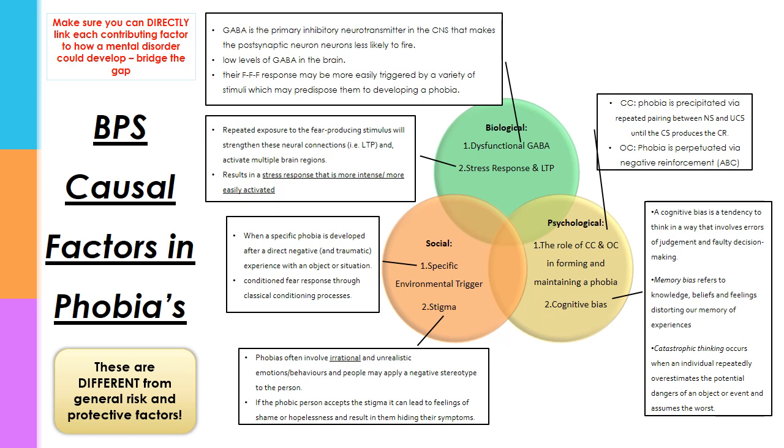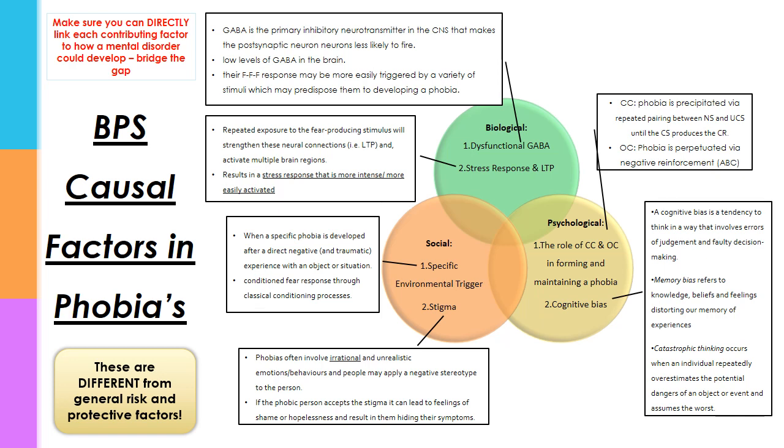I'm not going to go over this very specifically, but I'm just going to remind you of the factors, okay, because there are ones that we see all the time and there are ones that we just don't see, okay, but make sure that you can directly link each contributing factor to how a mental disorder could develop, okay?